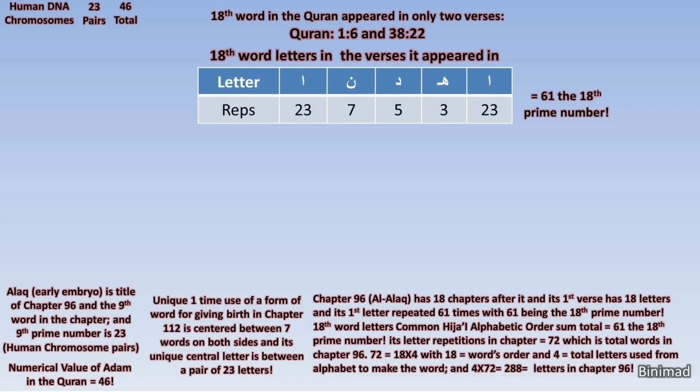This is amazing, and I would add that interestingly, I noticed that we got here from chapter Al-Alaq, and Alaq is the early embryo in human pregnancy. And chapter Al-Alaq, as we said, started with an A, which appeared there 61 times. Then here I saw that in the only two verses this word appears in, its first and last letters, which are both an alif, repeated exactly 23 times, which is the number of chromosome pairs in humans.